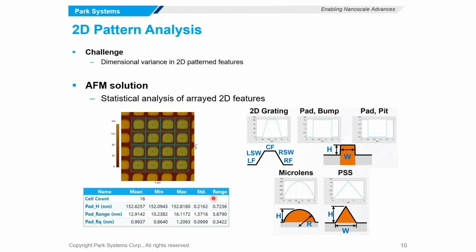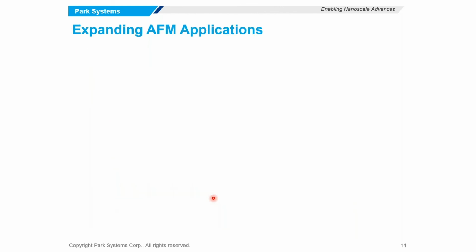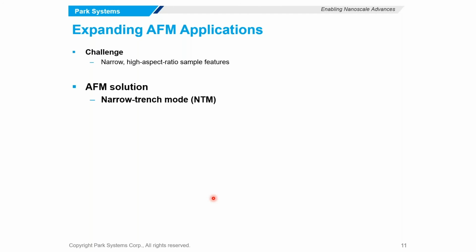To round out my discussion, I want to discuss 3 particular expanding applications of AFM. Starting with one challenge that is being driven by innovation in the memory sphere and the processor sphere for smaller nodes or co-optimization to decrease the feature length between existing nodes. This is being met by a new mode of scanning introduced by Park Systems called narrow trench mode.